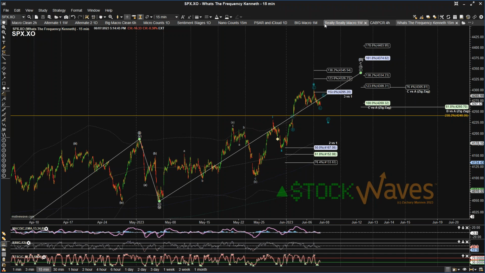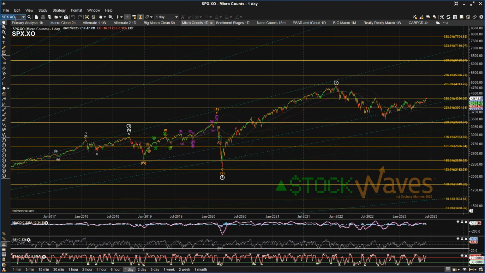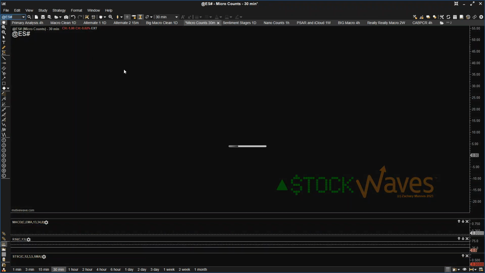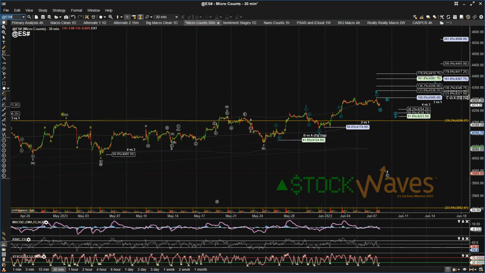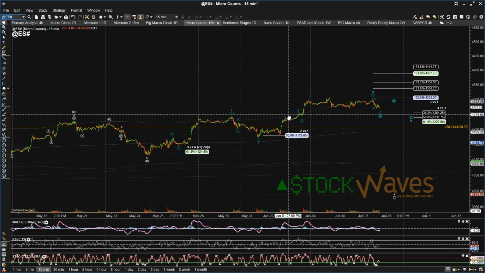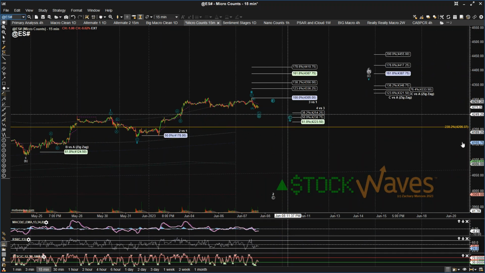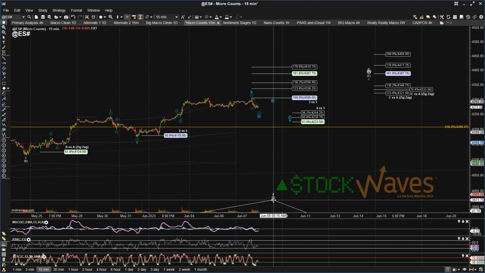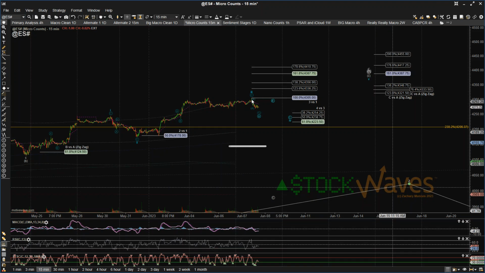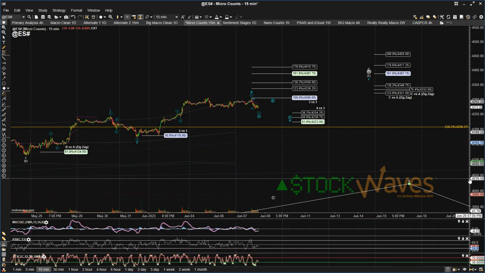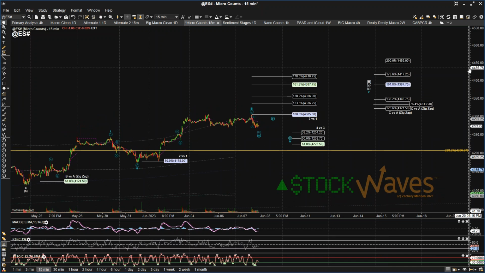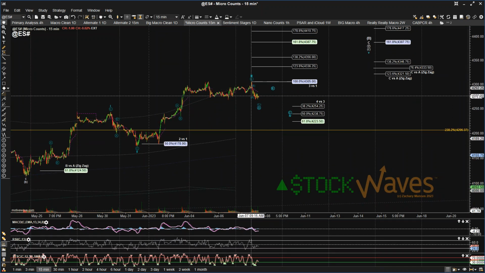I did want to quickly take a look at the ES. At the smaller degree, it's mostly the same. I just think that you get a little bit more clarity with the subwave structure, including all of the data.